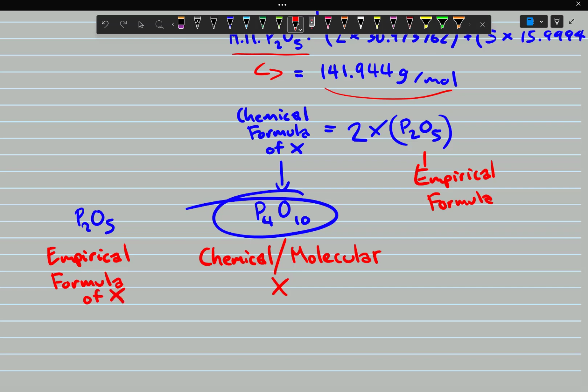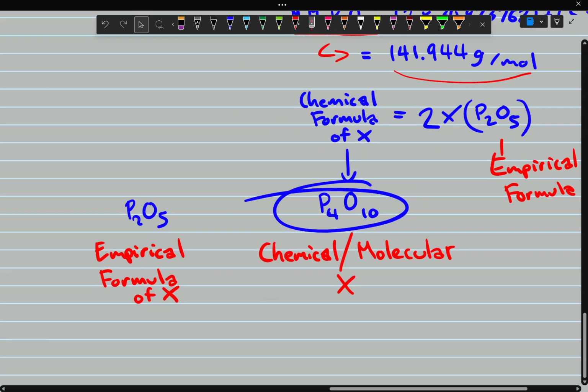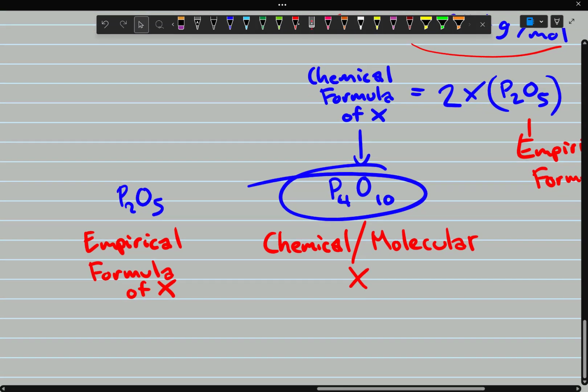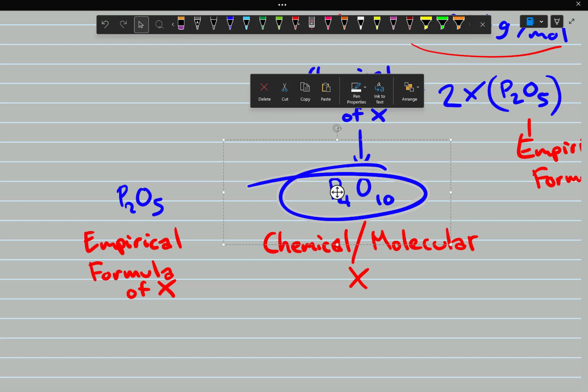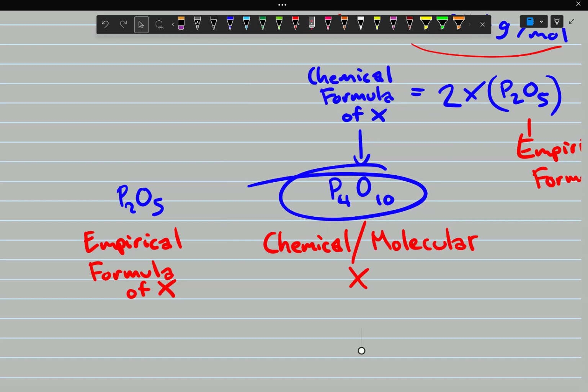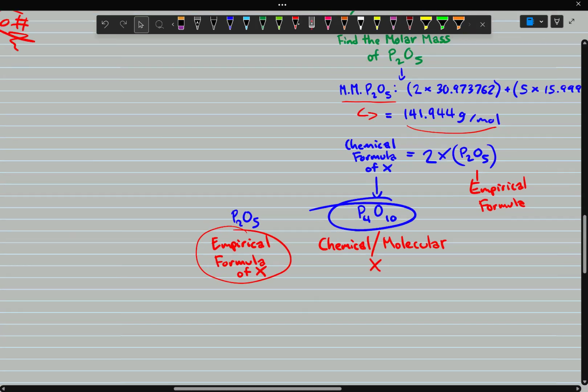So on your exam, make sure that you are careful and you're reading what the question asks for. If it asks for a molecular formula, then you have to divide the total molar mass of the chemical/molecular formula by the empirical formula to see how many units of empirical formula are in the chemical formula. And that's how you solve this problem.